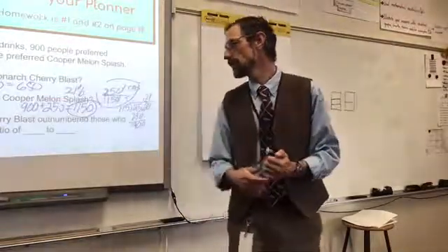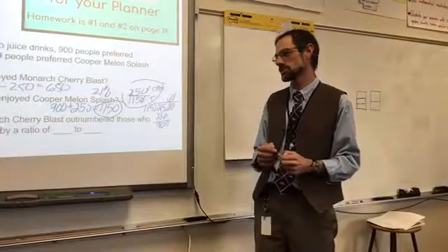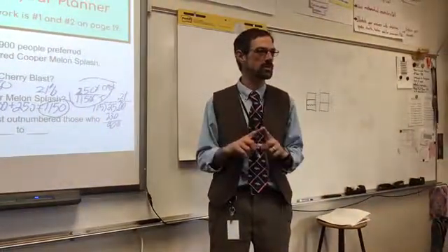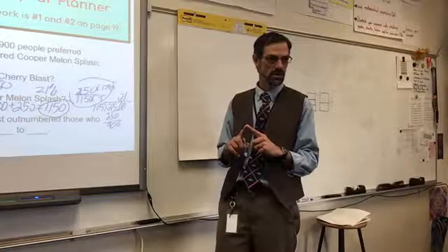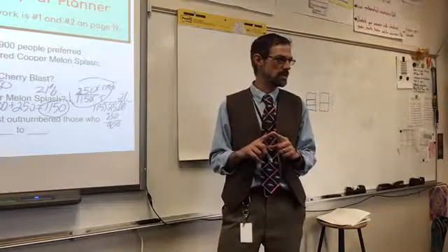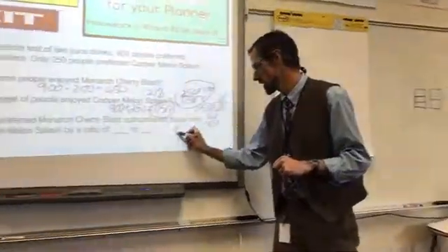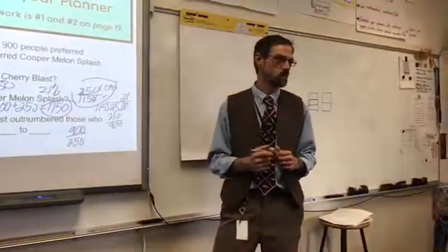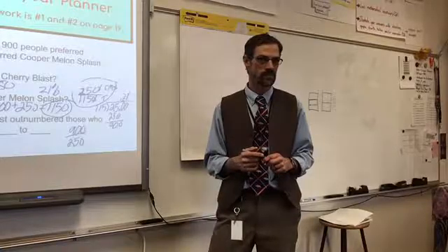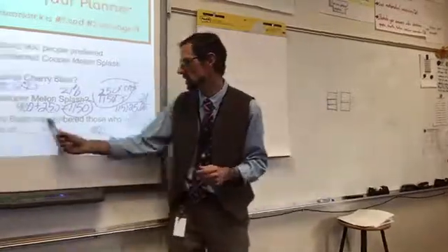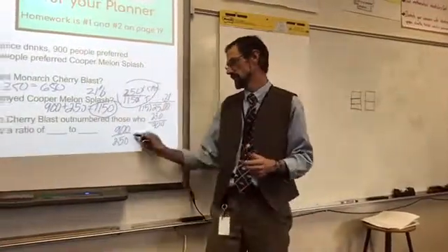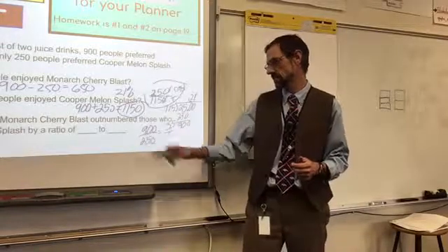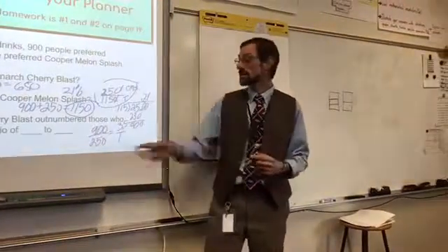So, last question. People who preferred Monarch Cherry Blast outnumbered those who preferred Cooper Melon Splash. So this is a part to part. I'm comparing the two parts. So how would I solve this? What ratio would I set up for this? 900 to 250. Because that is asking me Monarch Cherry Blast to Cooper Melon. And I'm going to get basically like 3.5 to 1. That goes into there like 3.5 times. But this is how you would set it up.